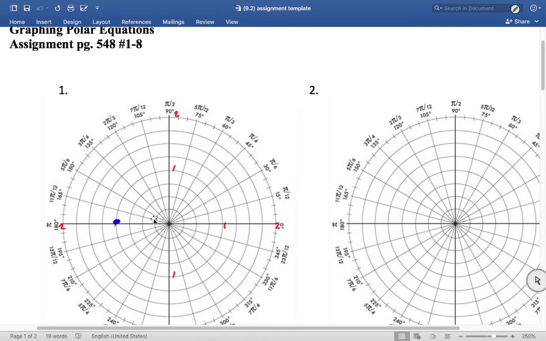That's 3. I'm on 3. What did I do wrong? 1, 2. No, I'm on 4.